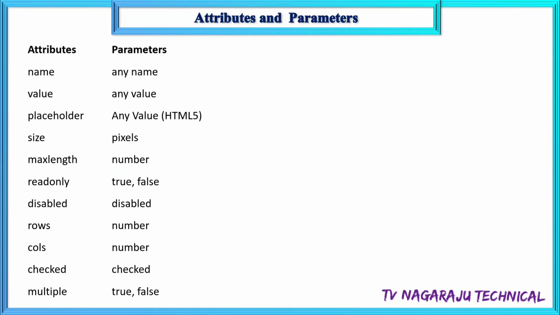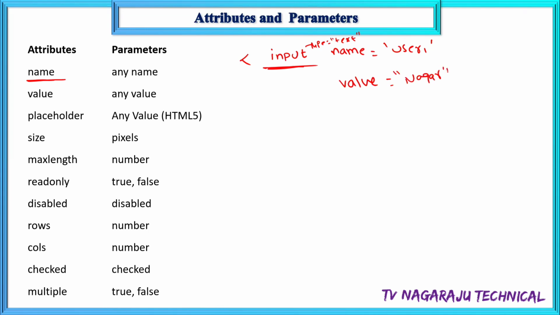What are the attributes? Once you create the input tag, it consists of different attributes. First one, the name attribute. You can give any name. For example, I will write like this: input, type is equal to text, name, user1 is my name. Now value is equal to, here you can give any value.